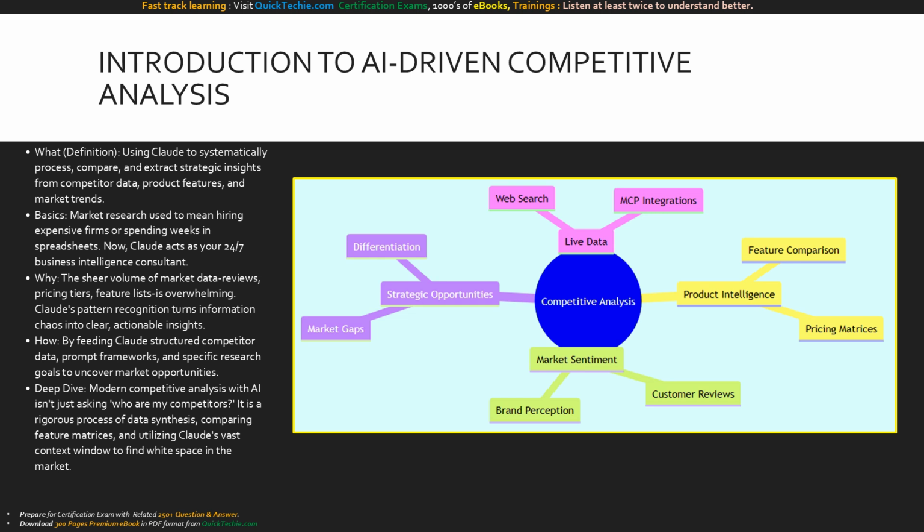To do this, we don't just ask Claude generic questions. We feed it structured data and apply specific analytical frameworks. We are moving from simply gathering facts to synthesizing deep strategic intelligence that reveals untapped market opportunities.